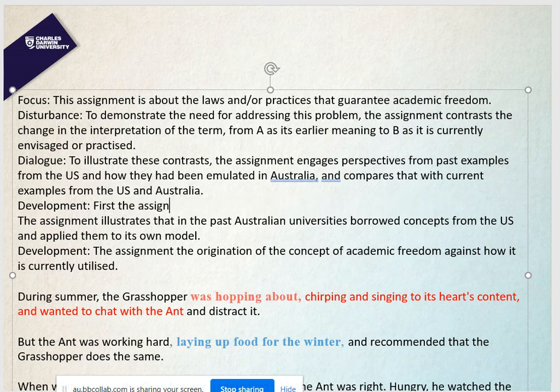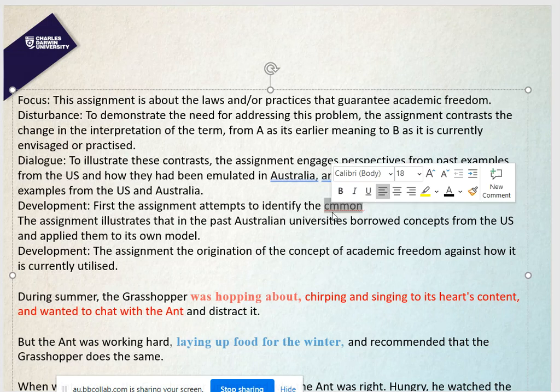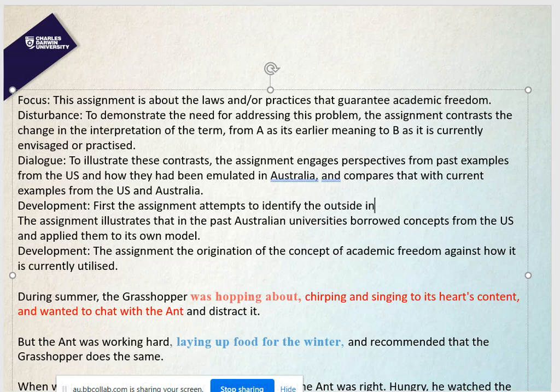First, the assignment identifies... what will you be identifying when you examine those examples? The assignment identifies the outside influences that are recreating the narrative. Or reshaping the narrative.